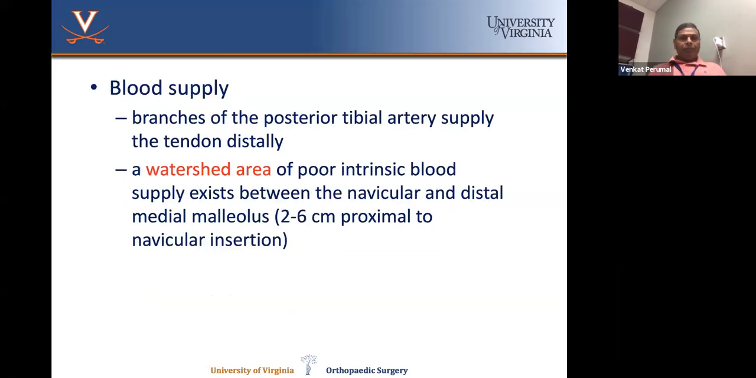The blood supply of this tendon as well as the muscle is the posterior tibial artery. There is a watershed area of this tendon, from the medial malleolus down towards the navicular, roughly about 2 to 6 centimeters, that has very little blood supply. That is where the tendon usually fails. Most tendons in the foot usually fail in a watershed area. The tendons on the medial side as well as the lateral aspect of the ankle, most of the tendons around the foot and ankle, have a watershed area where the tendon usually ruptures.